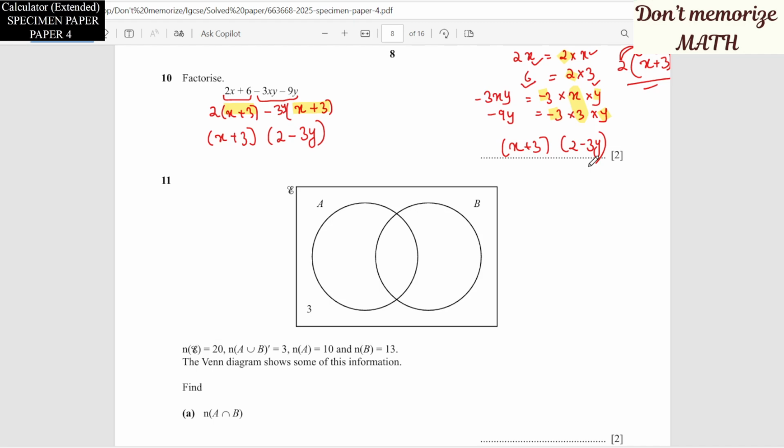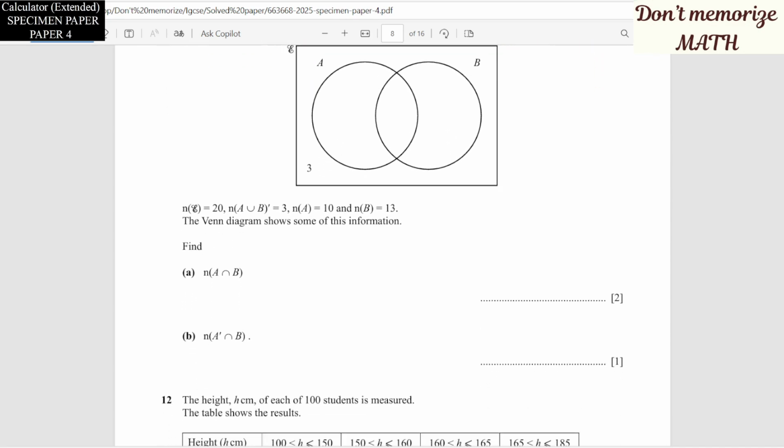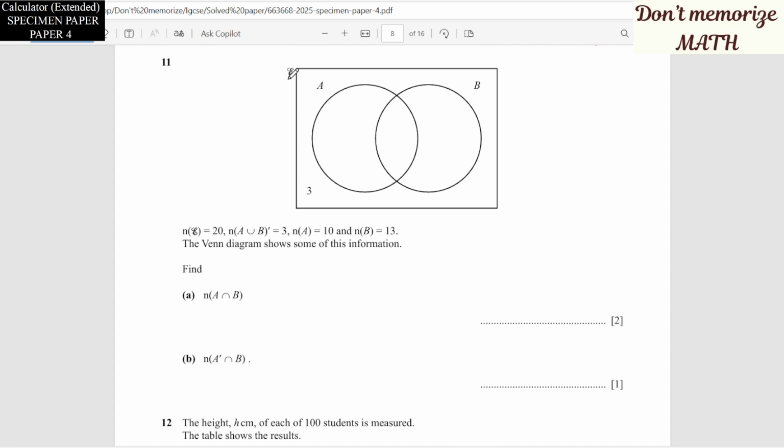This is factorization. Now we will move to question number 11, sets. So this symbol represents universal set. You can see A is one set and the circle B represents set B. Okay, this complete circle represents set B. This complete circle represents set A, and you can see universal set here. Okay, so n of universal set, n means number of elements. Okay, so number of elements of universal set is 20. That means total for this square you have 20 elements or 20 members.